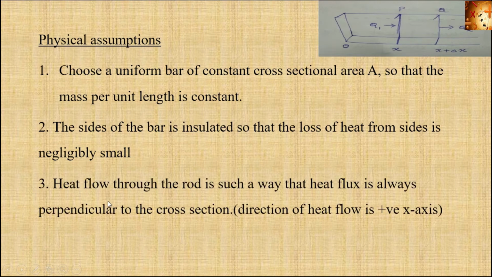Third, the heat flow through the rod is such that the heat flux is always perpendicular to the cross section. This means the heat flows from higher to lower temperature. That means here the flow is to the right side. Therefore, the heat flow is in the positive x direction. While considering the starting point at the origin, the heat flows to the right side. That means heat flows in the positive x direction. These are the physical assumptions we got from this.